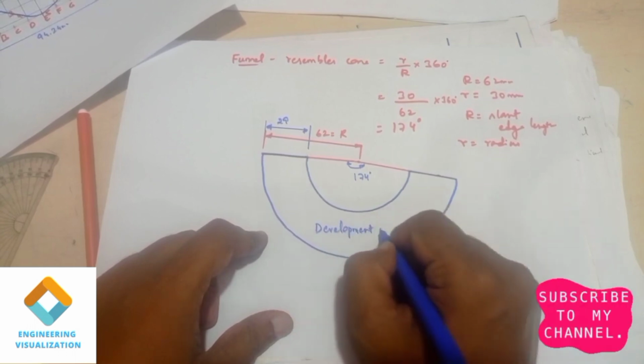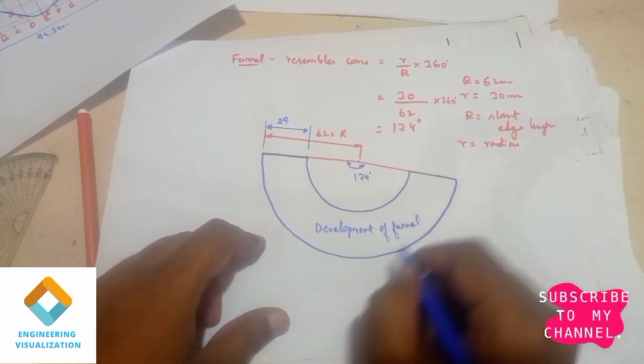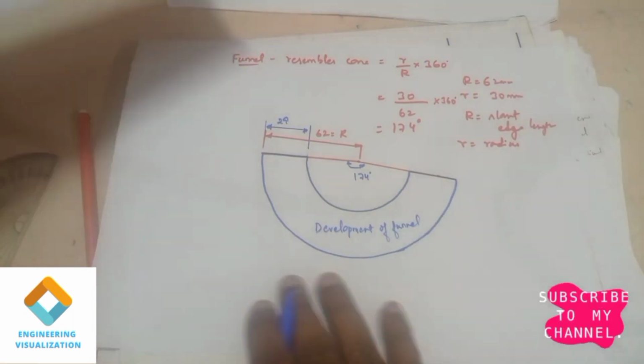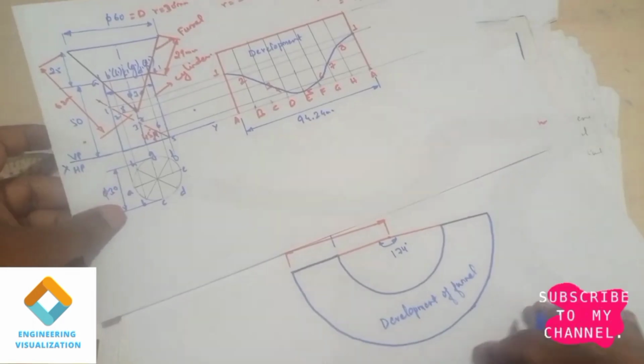So this is the development of the upper part of the funnel. Okay. So now you can see in this video both the things are done. So lower part of the cylinder also done and upper part of the funnel also done.